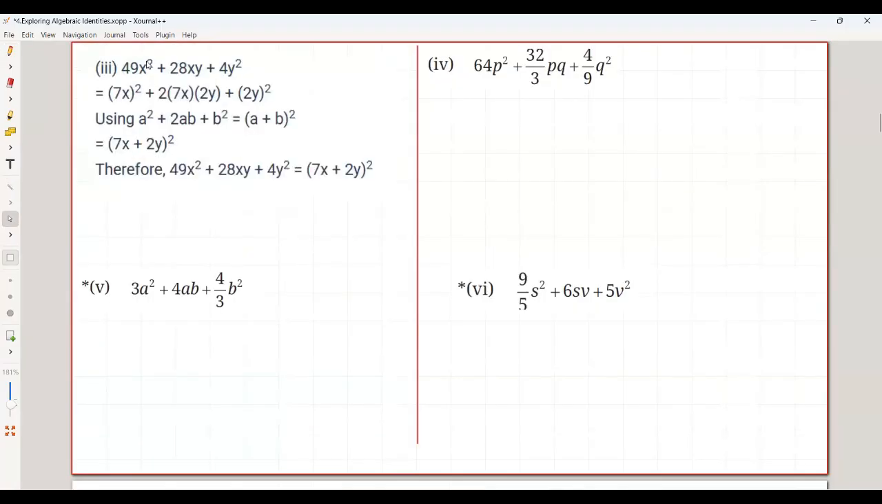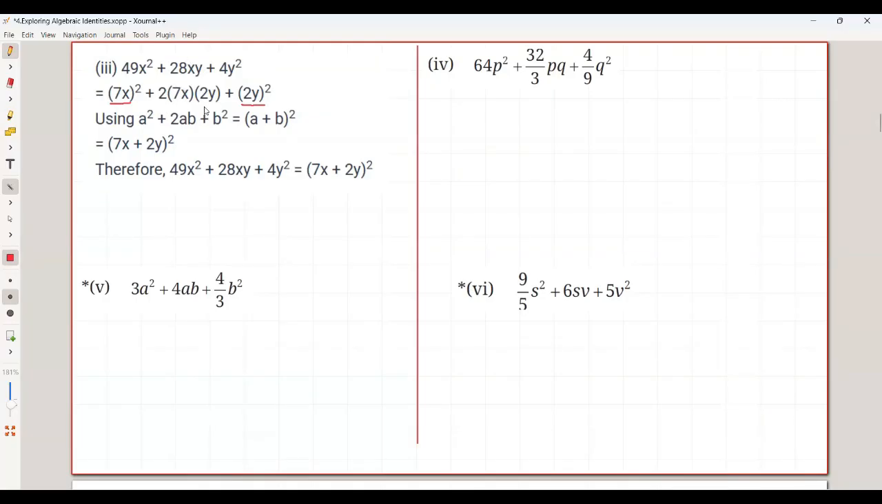So 49x square plus 28xy plus 4y square is given. 49 can be written as 7x the whole square plus 2 into, first you find out the a and b values. Okay, a we can find out. Next you find out b, it can be 2y the whole square, the b value. Next you find out 2 into a into b. If you multiply, you will be getting this 28xy.